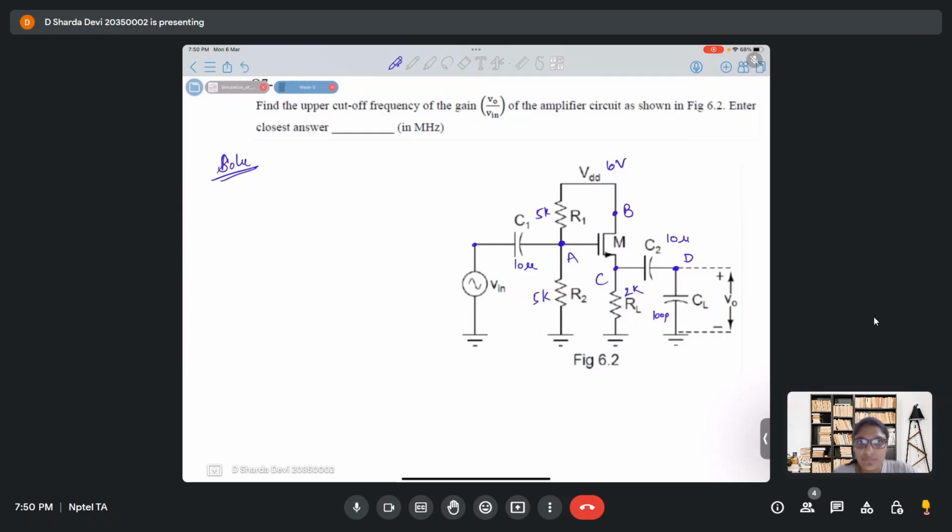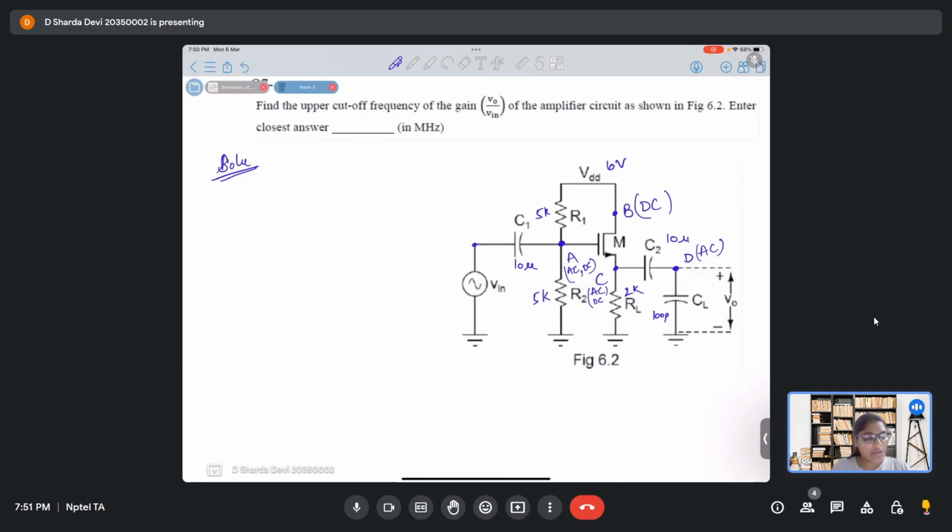B node is going to be DC. Yes. What about D? D will have AC part. Yes, D will have AC. What about C? C will have both, I think. Yeah, here also it will have AC and DC both. What about A? Both. Yeah, actually both, AC and DC, right?